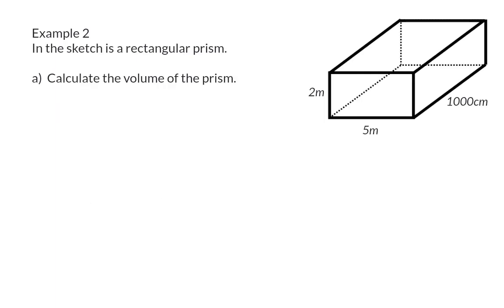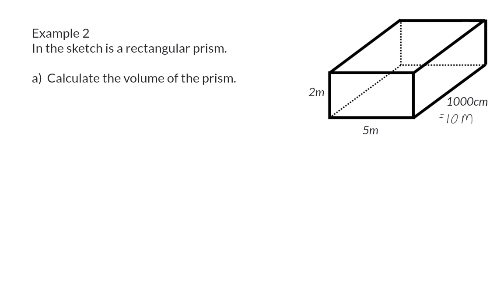Example 2. In this sketch is a rectangular prism. Question A. Calculate the volume of the prism. When you look at the sketch, you should realize that we first need to convert the 1000 centimeters to meters by dividing by 100 so that all our measurements are in the same unit.